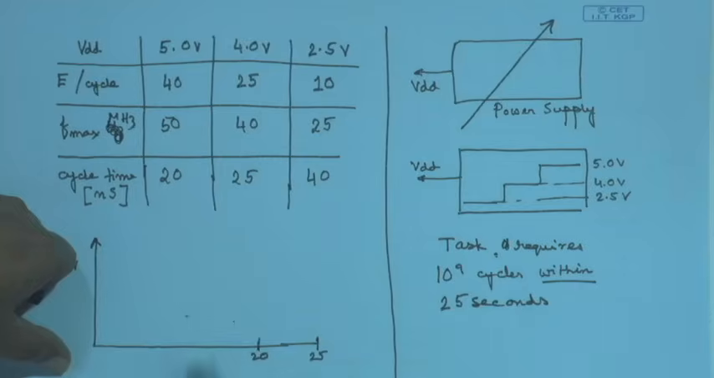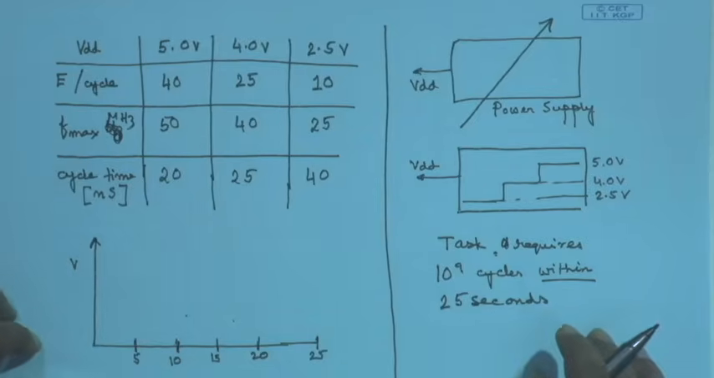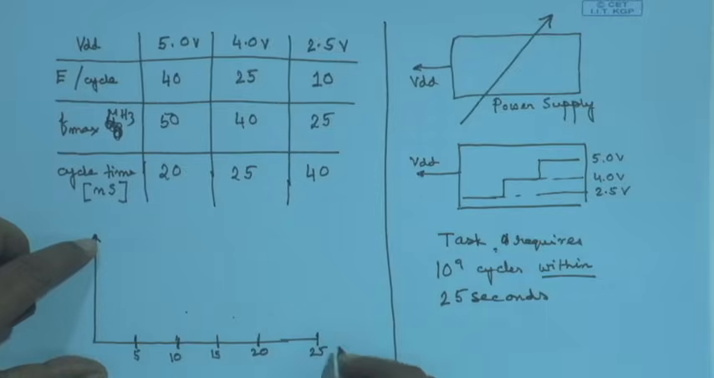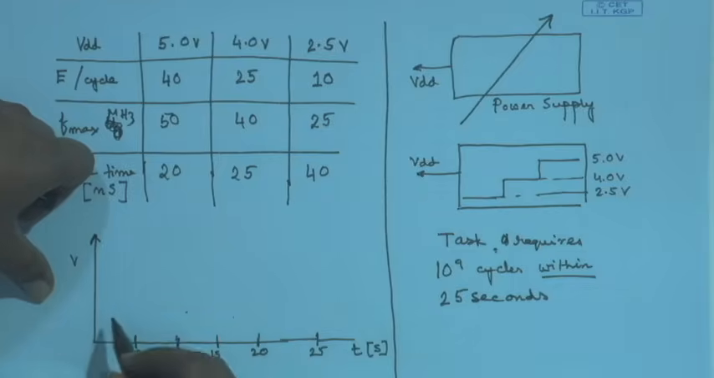My scaling is wrong. So, this should be 15, this should be 10, this should be 5, and the scaling is right, okay, somehow. So, these are the different times, this is time in seconds, this is time in seconds, right. Now, if I have to run 10 to the power 9 cycles, say at 5 volt.